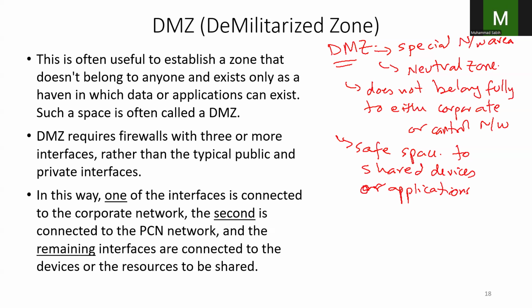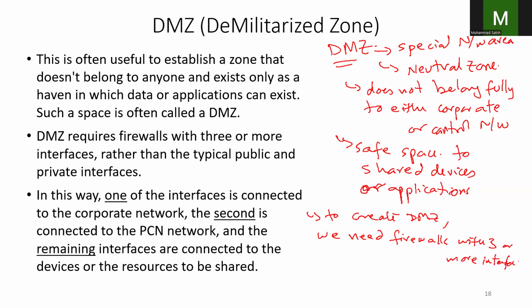So to create a DMZ, we usually need a firewall with three or more interfaces. We will shortly see why. One interface will connect to the corporate network, another interface will connect to the control network, and the rest will go to the shared resources like servers or gateways.